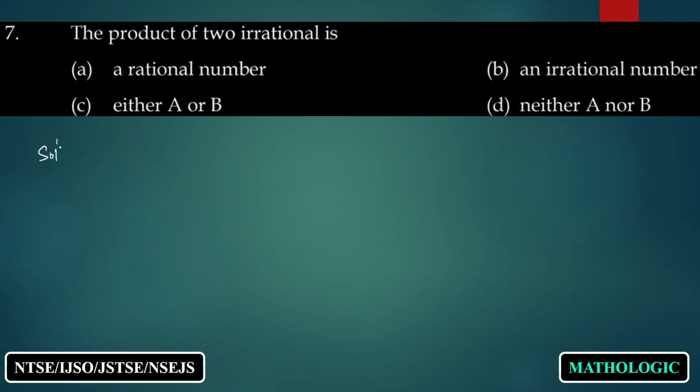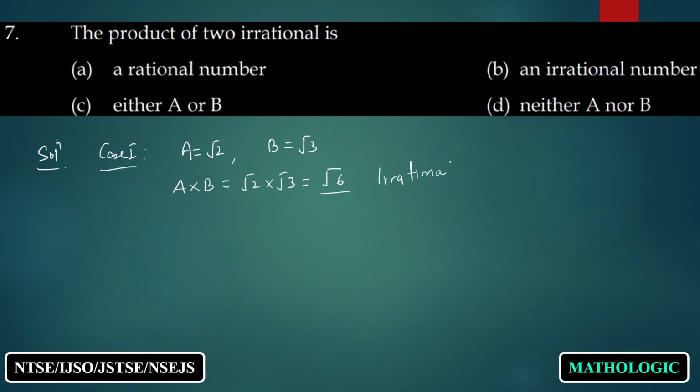So let us consider different scenarios and decide what will be the product of two irrational numbers. I am taking here case 1: if two numbers a and b are there, a is equal to root 2 and b is equal to root 3, then the product of these two numbers a and b will be equal to root 2 times root 3, which is equal to root 6, an irrational number. This number is irrational, right?